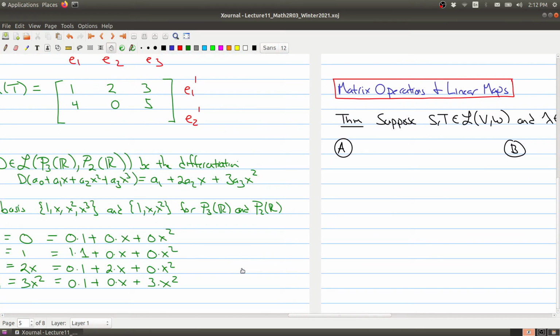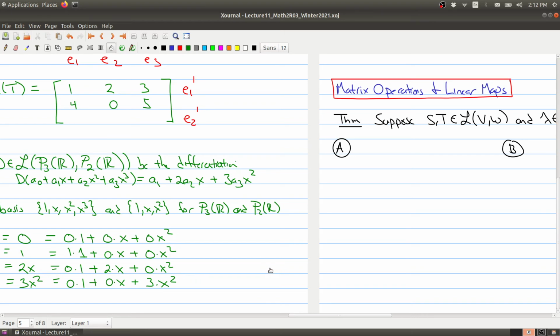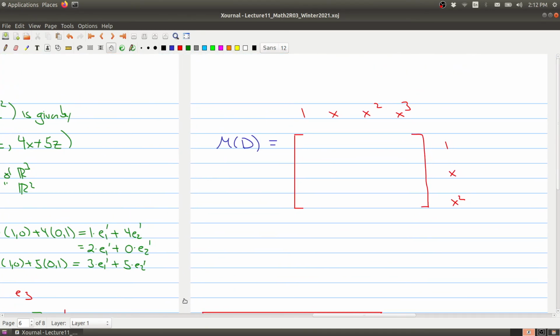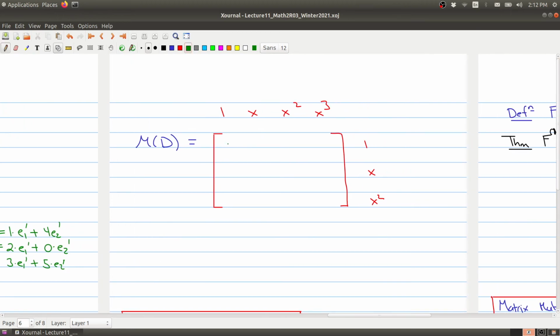It's a little hard to have both slides up at the same time, but I'll just write them down for you quickly. So 1 gets sent to 0, which we can write like this, 0, 0, 0. x gets sent to 1, 0, 0. x squared gets sent to 0, 2, 0. And x cubed gets sent to 0, 0, 3. So this matrix right here is the matrix of the linear map D with respect to this basis for the first vector space, and this basis for the second vector space.